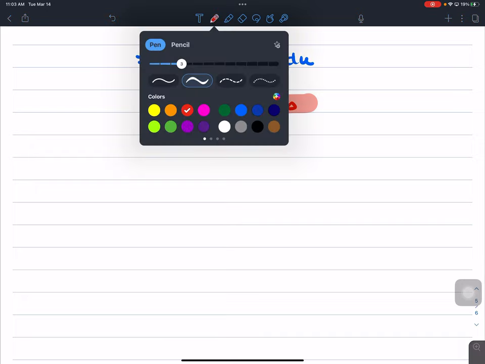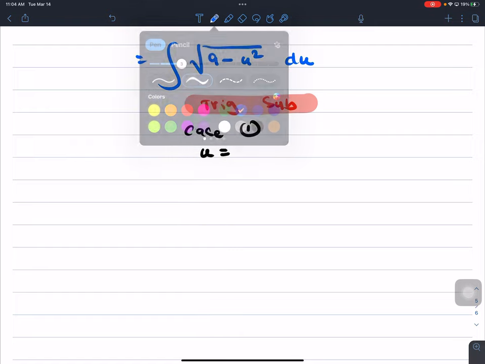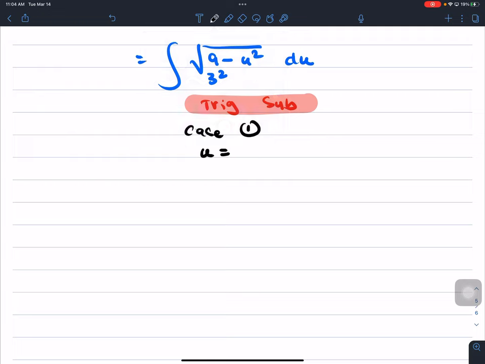So in our book, what case is this? Is that case 1 or case 2? Do you remember what we call the square root of 9 minus something? I think it's case 1. What does that mean? What number is this? Isn't that 9, 3 squared? So that means u is 3 sine theta.